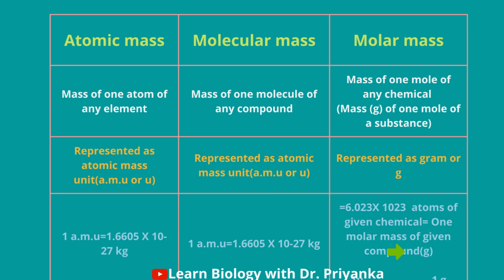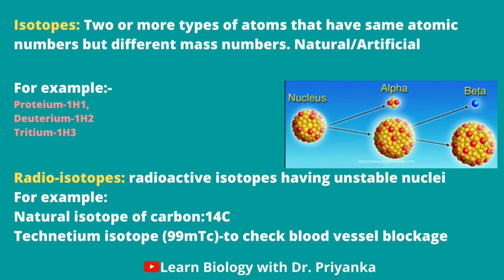Finally, we see some atoms that have the same atomic numbers but possess different masses, which are called isotopes. Some examples of isotopes are protium, deuterium, tritium. These are the isotopes of hydrogen. They have similar atomic numbers and different mass numbers. Here we see that the mass of protium is 1, deuterium is 2, tritium has 3.